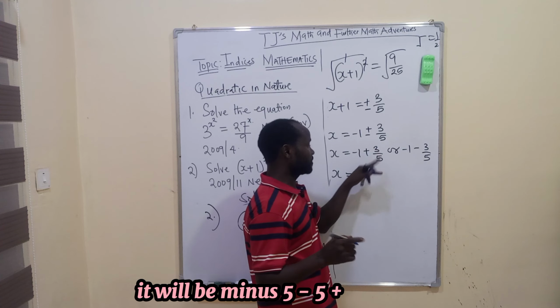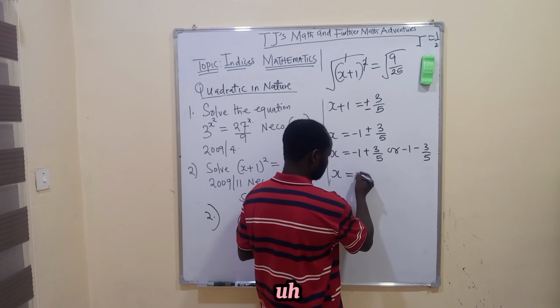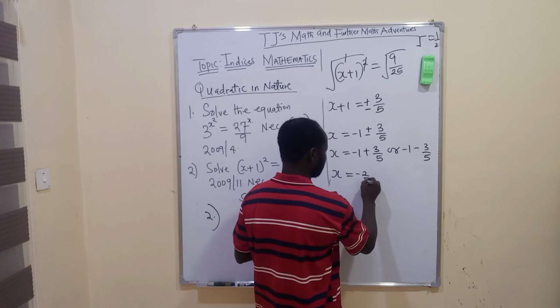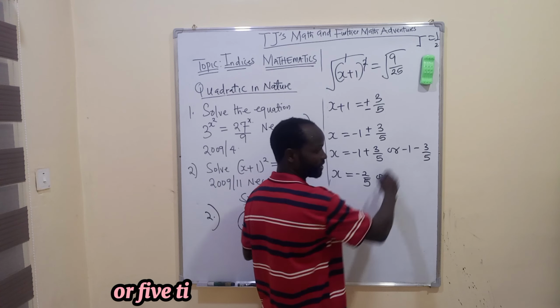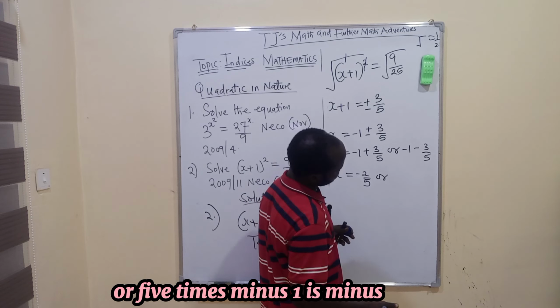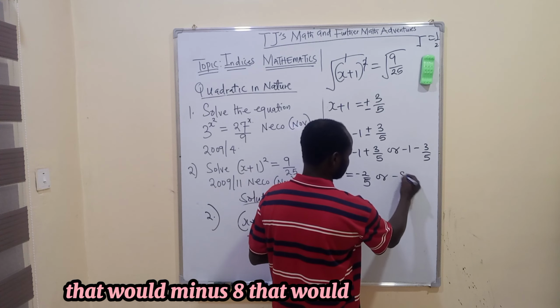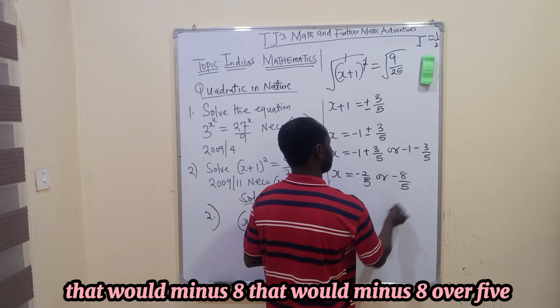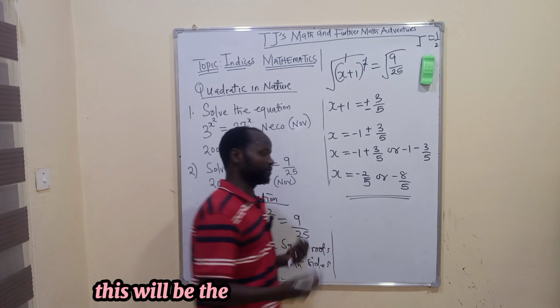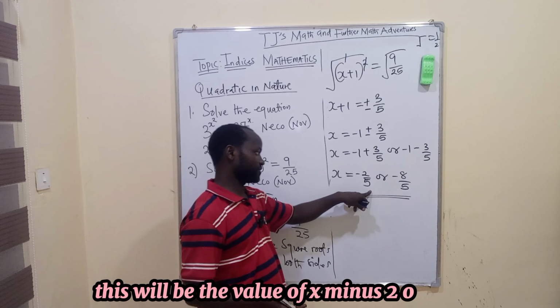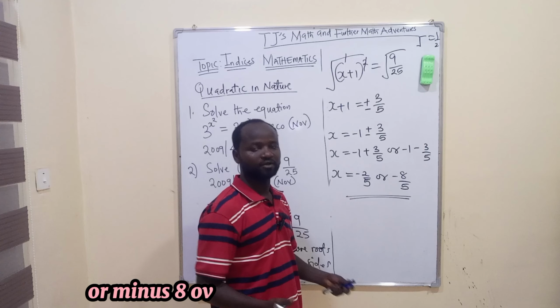Minus 5 plus 3 is minus 2 over 5. Or 5 times minus 1 is minus 5. Minus 5 minus 3, that will be minus 8. That will be minus 8 over 5. So this will be the value of x, minus 2 over 5 or minus 8 over 5.